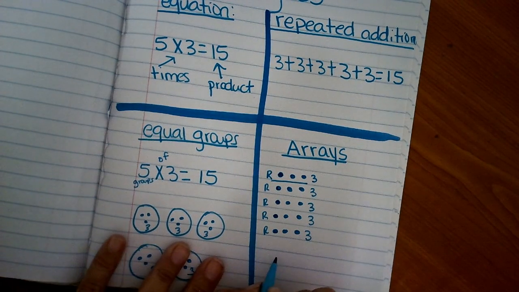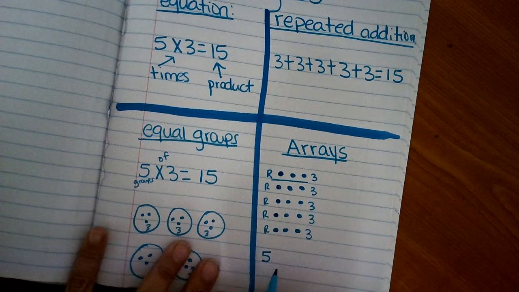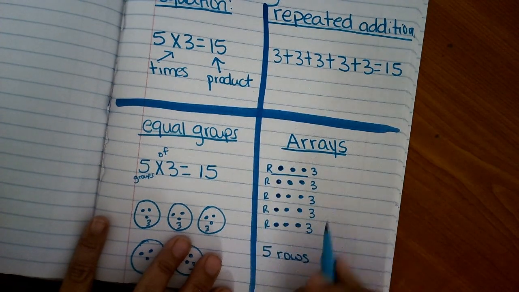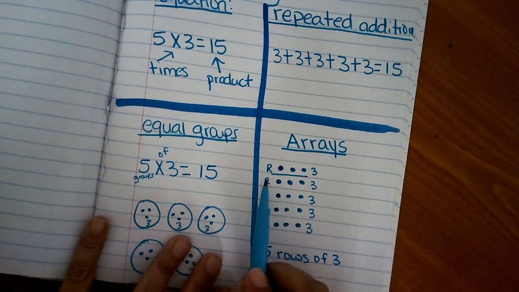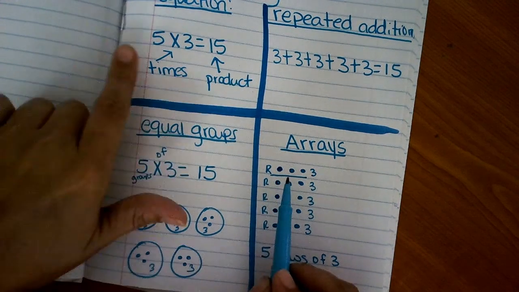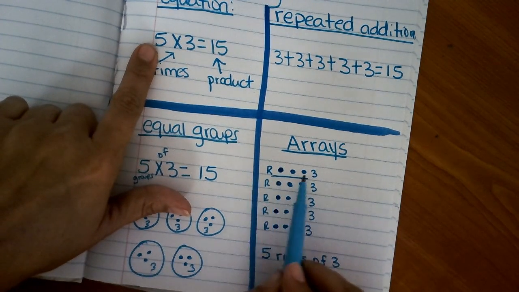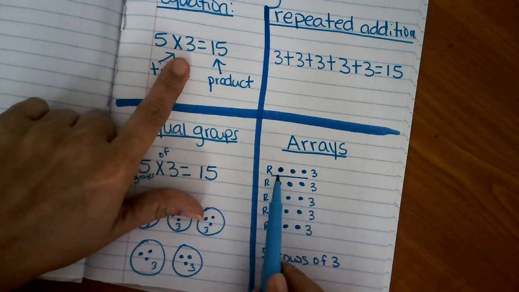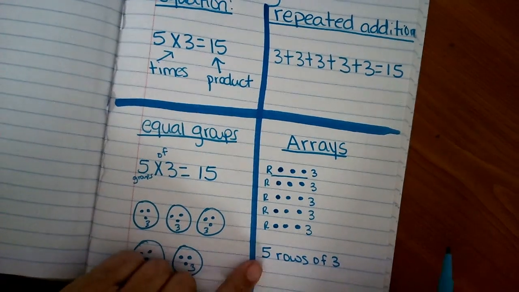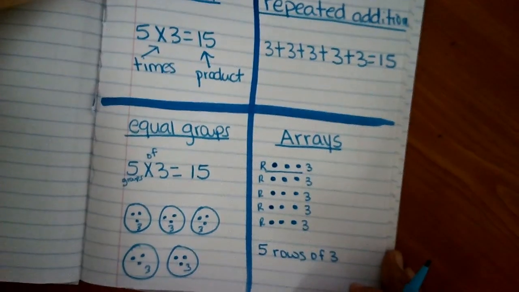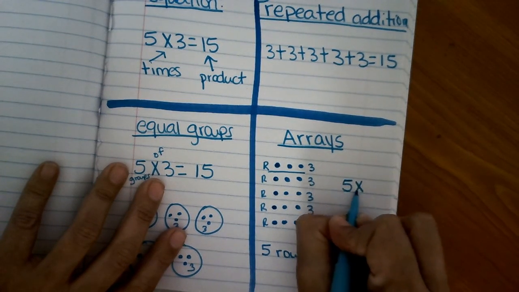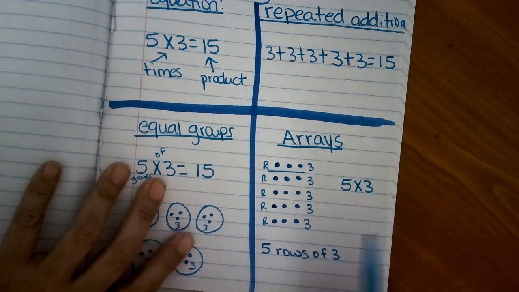This means that I have 5 rows. These are my rows of 3. There are 3 in each row. So 5 rows. Where did I get my 5 from? A multiplication sentence. 1, 2, 3, 4, 5. 5 rows. Each row has 3. Okay, 5 rows of 3. Or I can write my multiplication sentence. 5 times 3, which means I have 5 rows of 3.